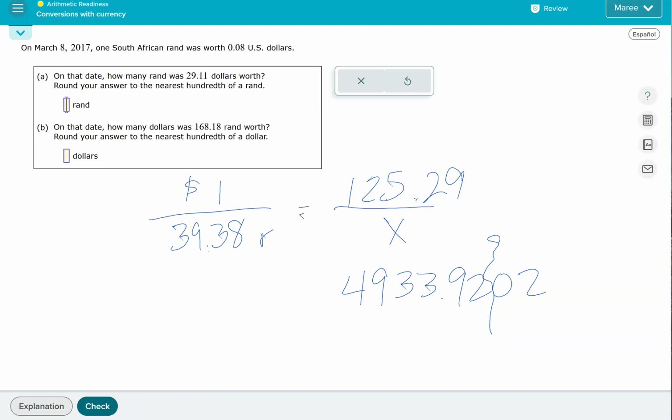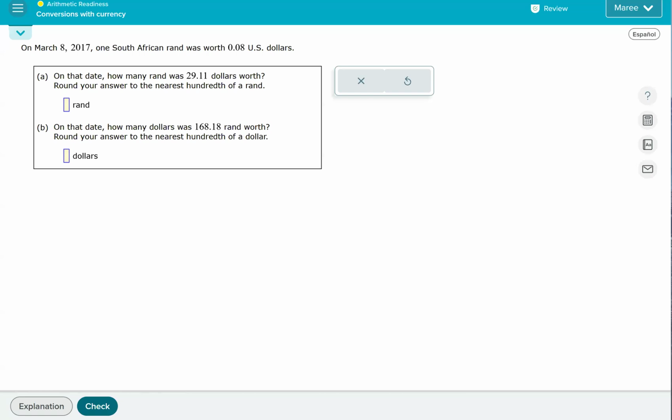And then we'll do one more, and this one I'll show you with the little pattern we noticed. So 1 rand was worth 8 cents. We have the 8 cents, and they're asking for an amount of dollars. Because these are the same label, we're going to divide. So we're going to do $29.11 divided by 8 cents. And that is 363.875. And we want to round to the nearest 100. Since the 5 is 5 or more, we're going to make that an 88 instead of 87. I have a video on rounding if that's still a struggle for you.